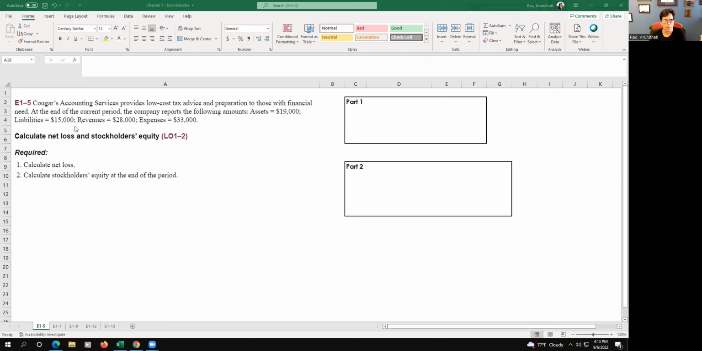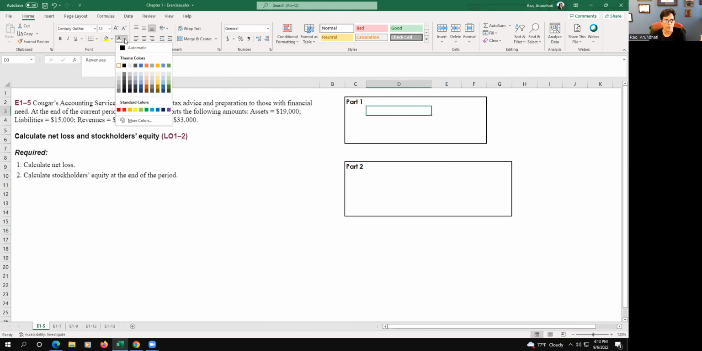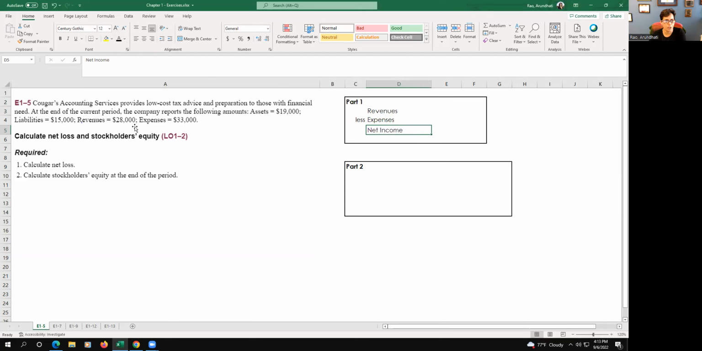From the information that's given over here, they're basically talking about the two financial statements, the income statement and the balance sheet. In the income statement, we have revenues and expenses. So I have my notes over here, and here's what I'm going to write. I have revenues and expenses. I subtract the expenses from revenues. So revenues less expenses, that's going to give me the net income for this problem.